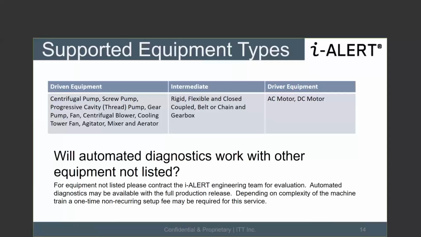So what equipment do we support in terms of our rules engine? At the end of the day, we have to relate this very clearly, because it's not every single driven equipment and not every single driver equipment. From a driven equipment standpoint, we can provide diagnostics on centrifugal pump, screw pump, progressive cavity thread pump, gear pump, fan, centrifugal blower, cooling tower fan, agitator, mixer, and aerator. For the intermediate, meaning couplings, we do rigid and flexible, close coupled, belt, chain, and gearbox. The driver equipment is AC/DC motor.